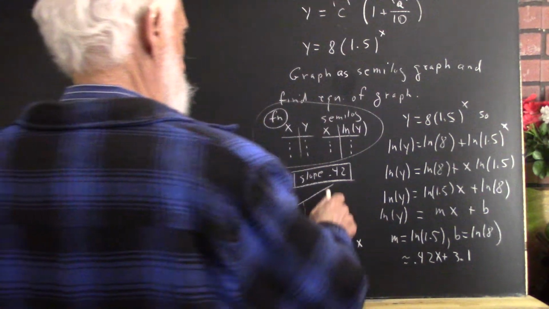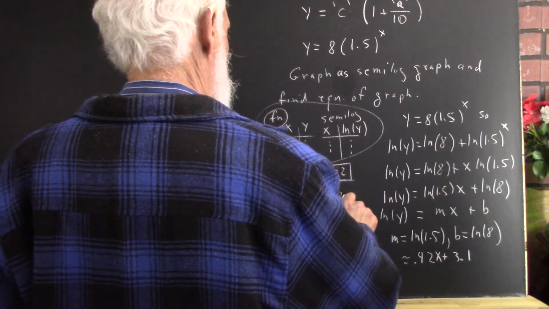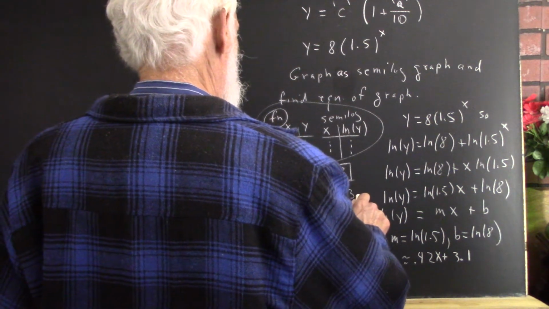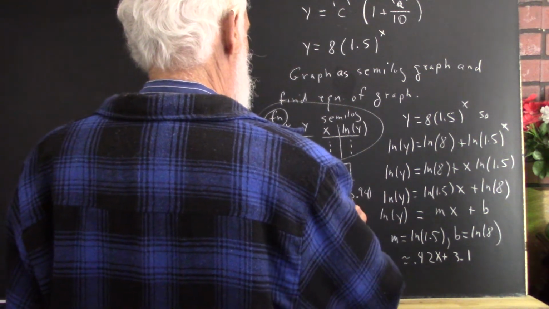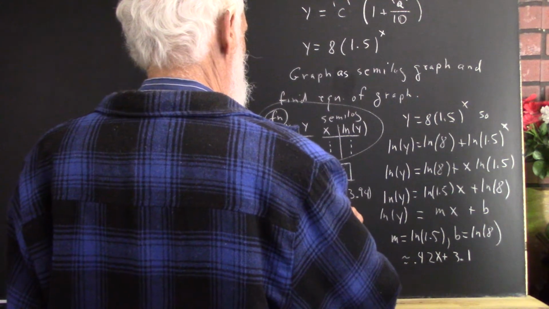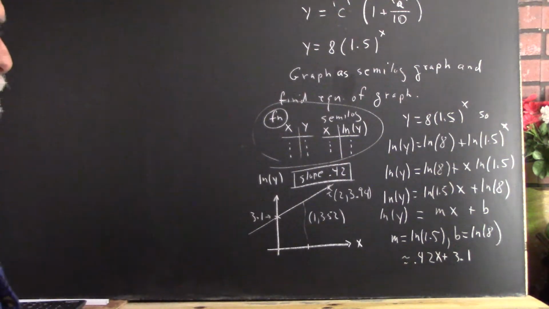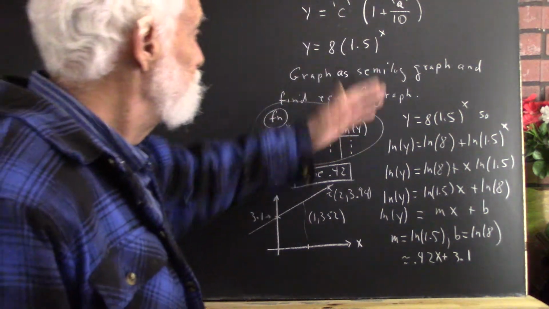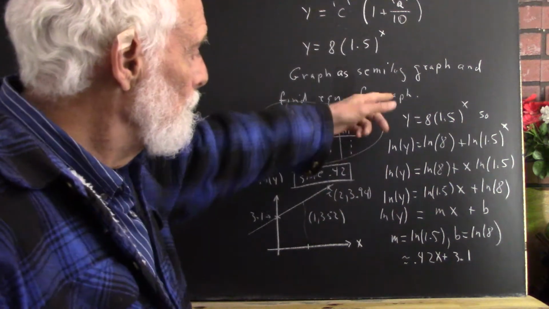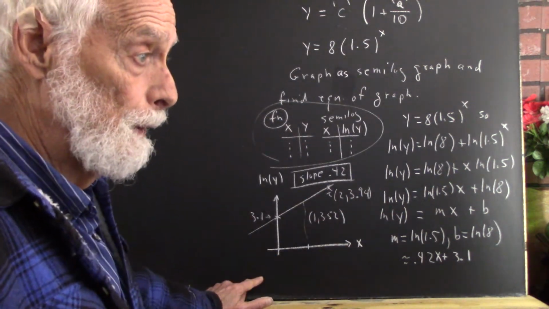Okay, and you'd have the point 2, 3.94, and so forth. Okay, so that's what the graph would look like on semi-log paper.